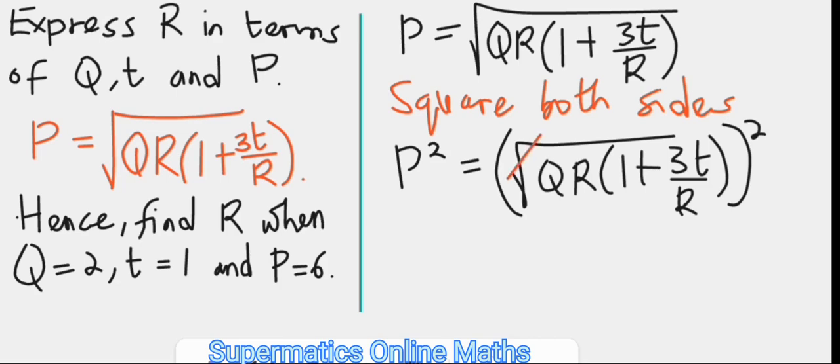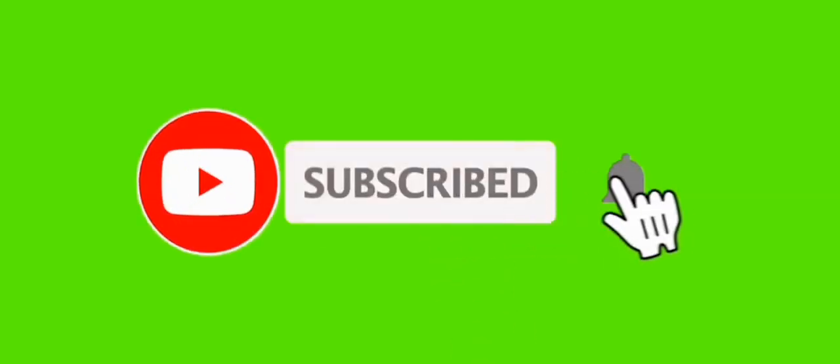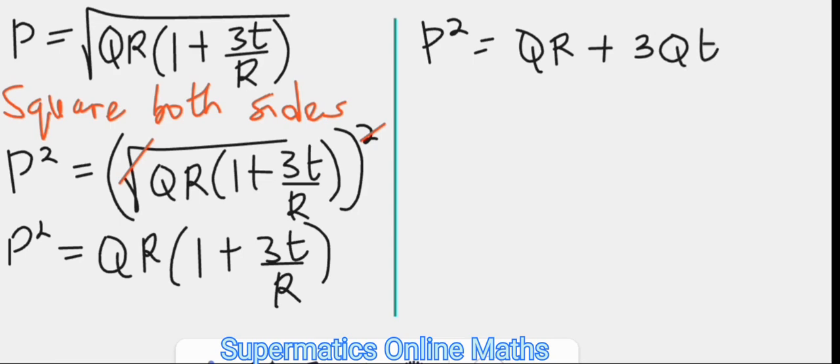The square root and the square cancel out, leaving us with p squared equals the product qr and (1 plus 3t over r). Distributing qr into the parentheses, we have p squared is equal to qr, that's the product of qr and 1, plus 3qt, that's the product of qr and 3t over r.